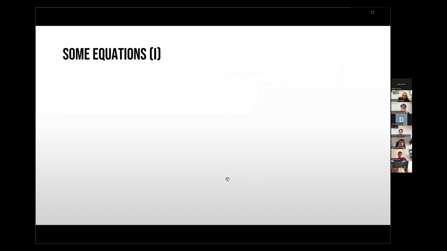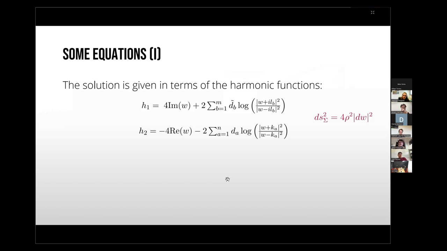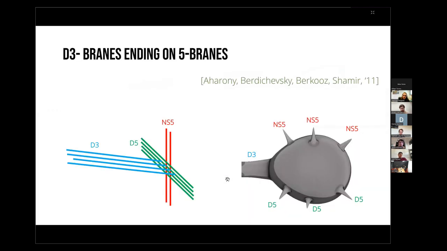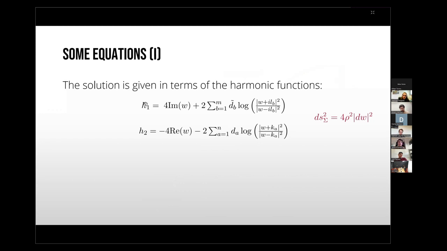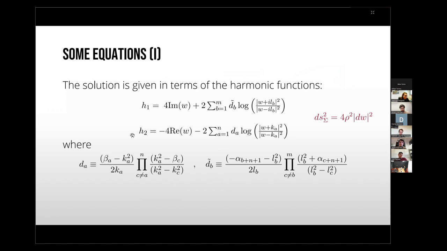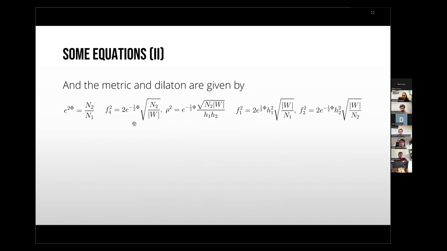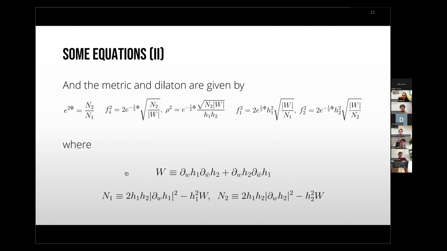And to finish the part on the solution, some equations. The solution, the metric that we have, is given in terms of these harmonic functions H1 and H2, which depend on the parameters in our theory: k, the positions, and betas and alphas, the numbers of branes. The metric and dilaton are given by these expressions here, where we have that the warp factors are given by these functions of the harmonic functions from before, and we can construct the warp factor for the metric.